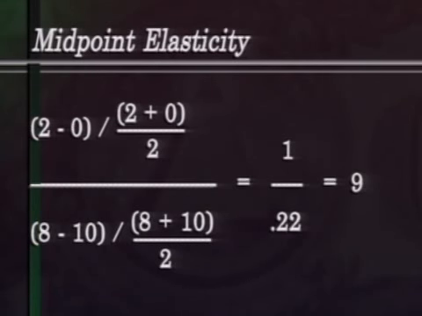Now let's calculate the percentage change in price. The change in price is 2. The first price is 10 and the second price is 8. Adding these together, we get 18. Since we're finding the average, we divide 2 into 18, which is 9. So the percent change in price is 2 over 9, which is 0.22%. Now let's combine them. 2% divided by 0.22% is 9. This means that for every 1% change in price, quantity demanded changes by 9%.